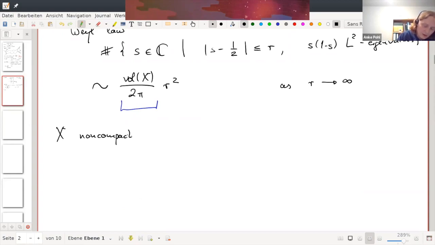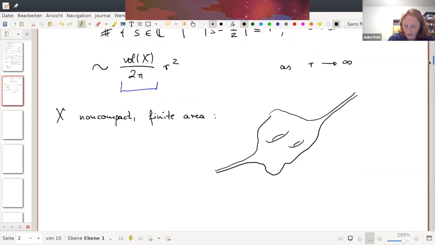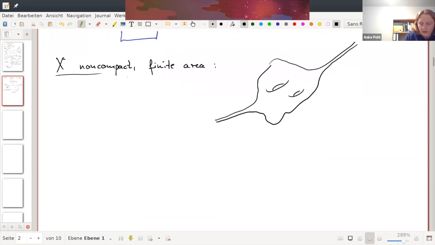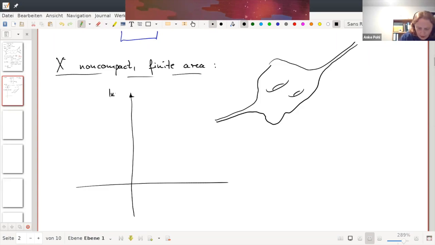So let us now go to the situation that we have a non-compact space, but still of finite area, which means we have cusps, but no funnels. So it looks like this. So here the situation is already much different. Here again, the imaginary part. Here the real part. Here's again 1/2. Here's again this critical axis. Here is 1. 1 is again a spectral parameter as well as 0.